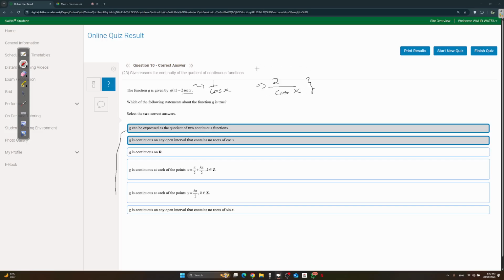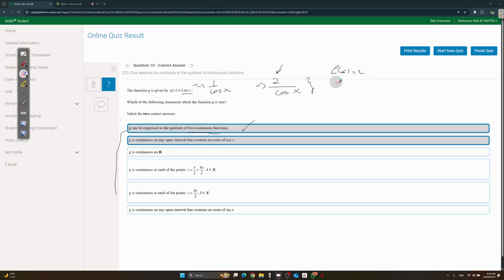Okay, 2 over cos x is the quotient of two continuous functions. Someone's going to tell me, bro, what do you mean? The numerator is 2, how is that a function? Of course it's a function: f of x equals 2. It's just a horizontal line. What's wrong with that? Isn't that continuous? Yes, it is.